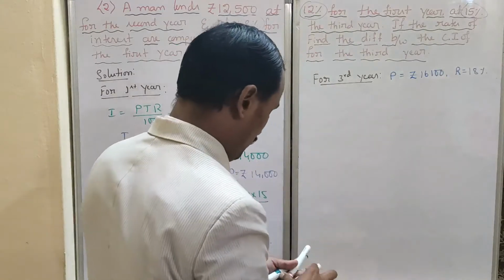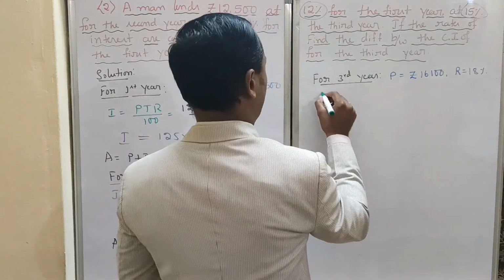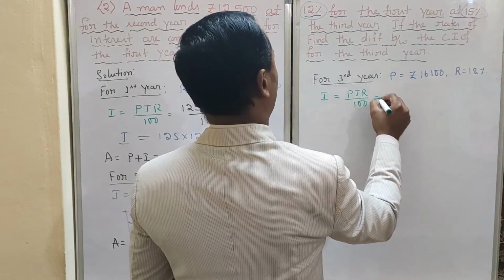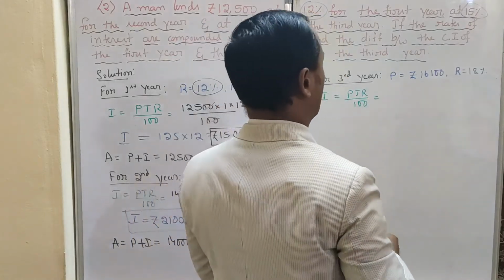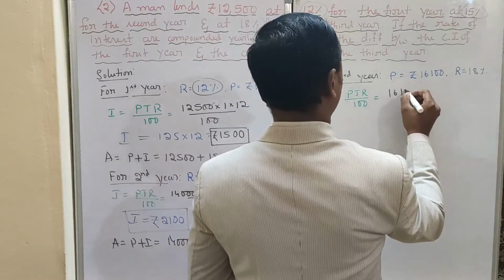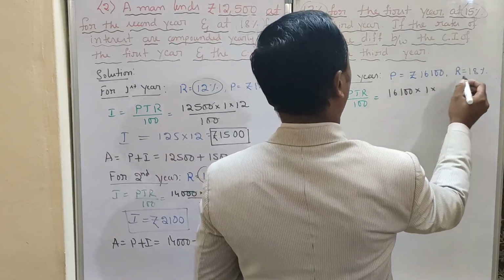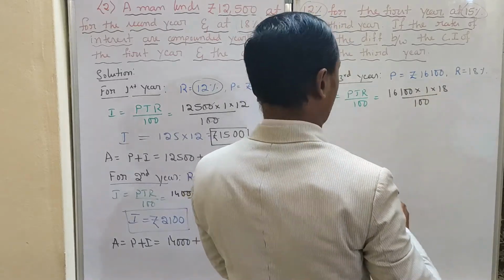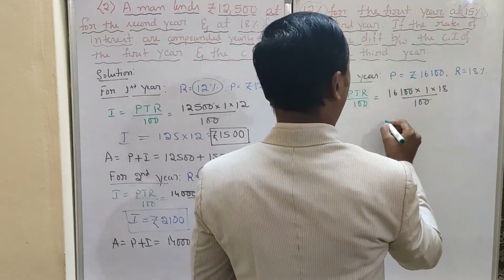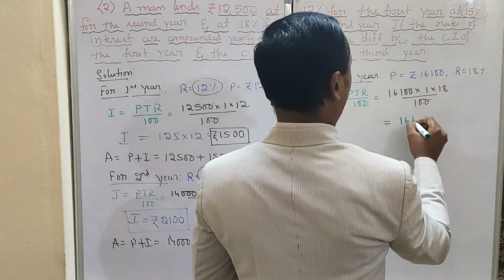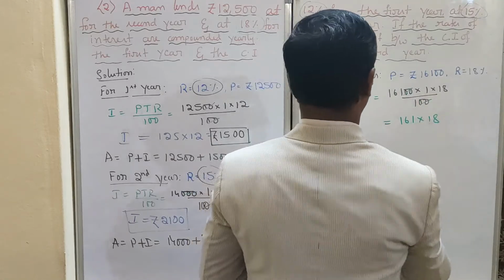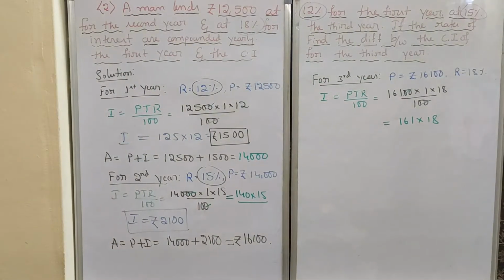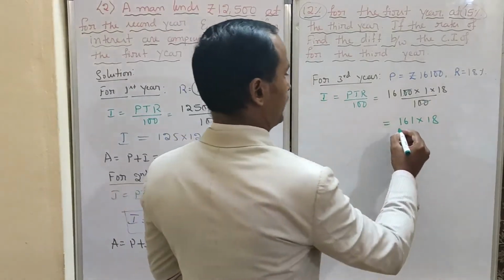Shall I continue? Now look here. The interest formula is PTR divided by 100. Then substitution of the principal amount, 16,100 into time is 1 year, rate of interest 18 divided by 100. Then 20 and 20 cancel, numerator 20, denominator 20, dear children. 161 into 18, dear children. This multiplication, how much interest amount do you find? You do this multiplication, dear children.